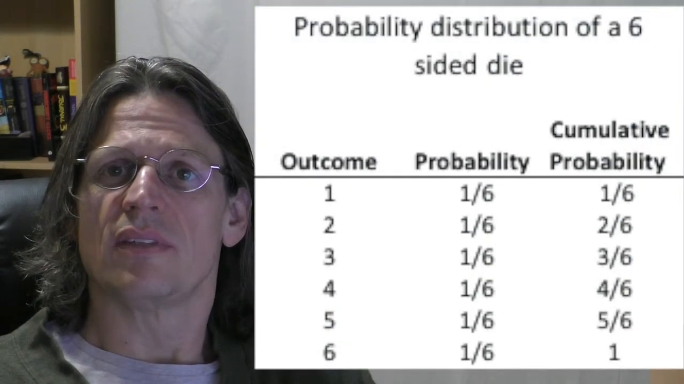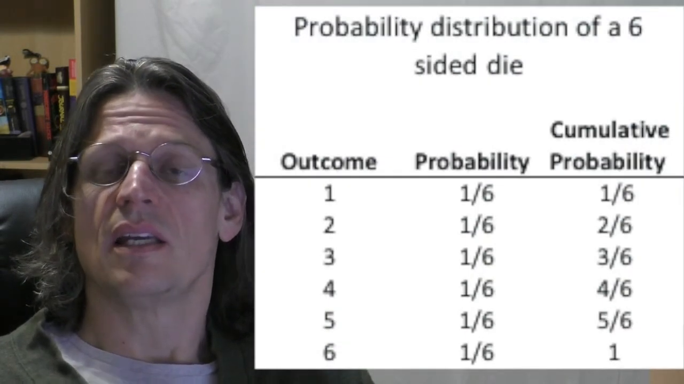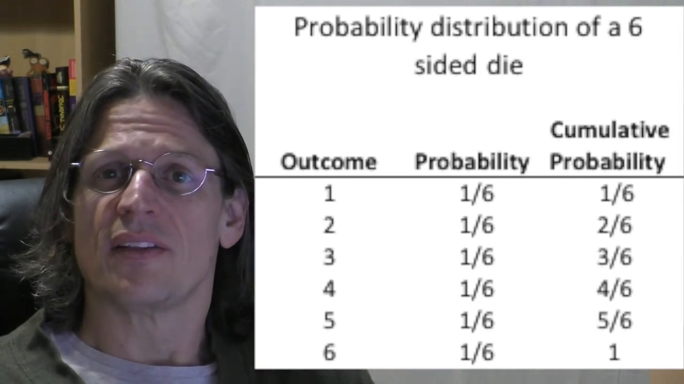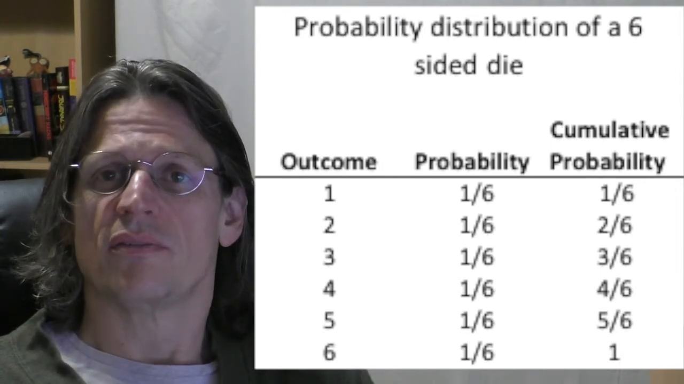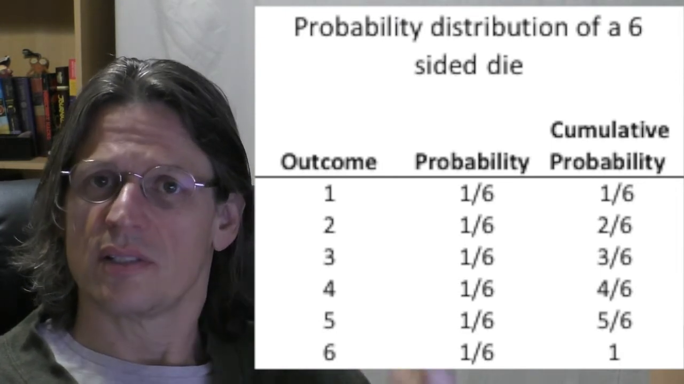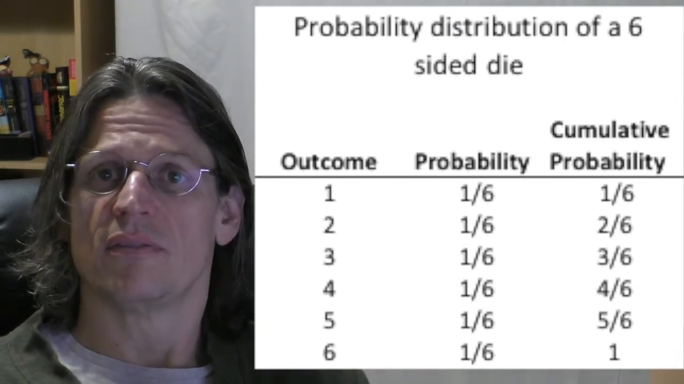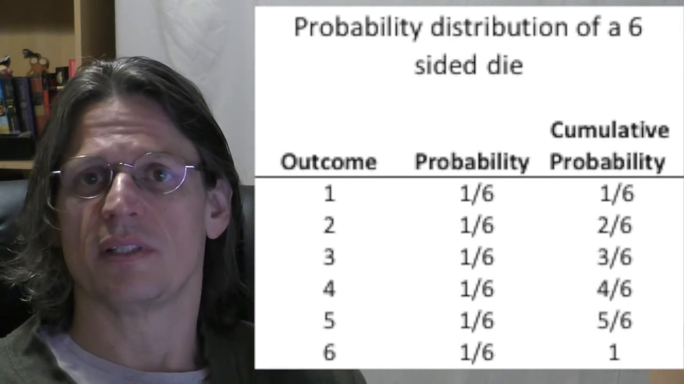So the probability of getting a 1 or less is 1/6. The probability of getting 2 or less is 2/6, because you can get 1 or 2. The probability of getting 3 or less is 3/6, or 1/2. The probability of getting 4 or less is 4/6, etc. So here's what the probability distribution and the cumulative probability distribution look like, which is sometimes called the CDF.